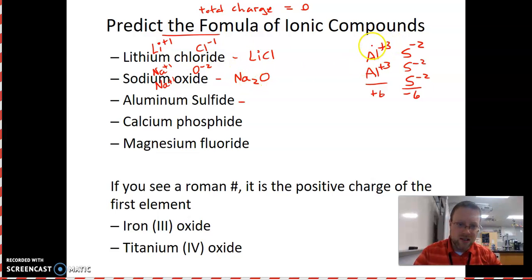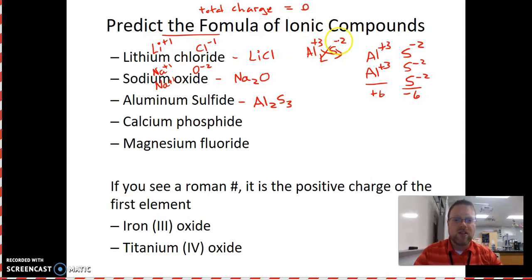And so, because it took 2 aluminums and 3 sulfurs to do that, the formula for aluminum sulfide would be Al2S3. Now here's a neat little trick that you can use to do this sometimes. If you write the metal and the non-metal with their charges like I have right here, then you can use something called the crisscross method.